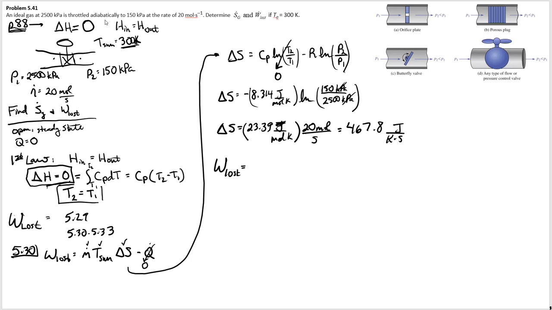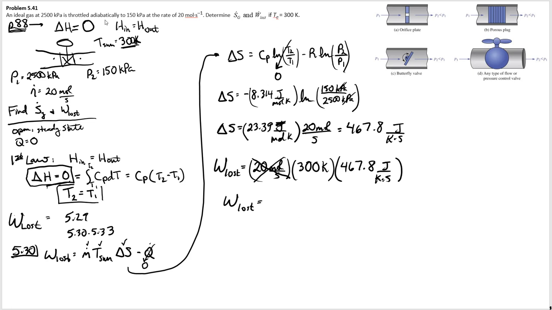So the lost work is equal to m dot, which is 20 moles per second, times 300 Kelvin times 467.8 joules per Kelvin per second. Oops, actually I already included the m dot in here, so let's just get rid of that. I don't need that here because that was already included. So I multiplied through there.